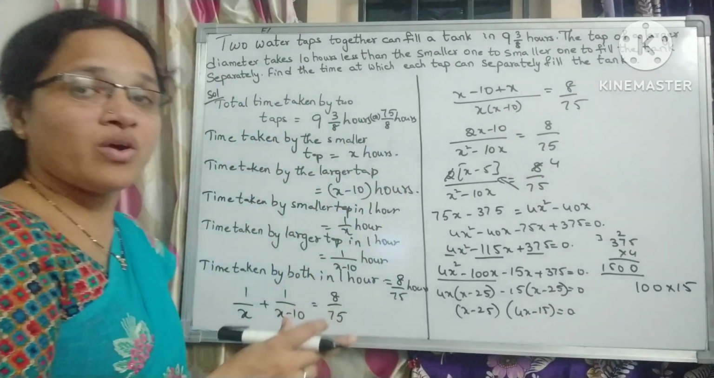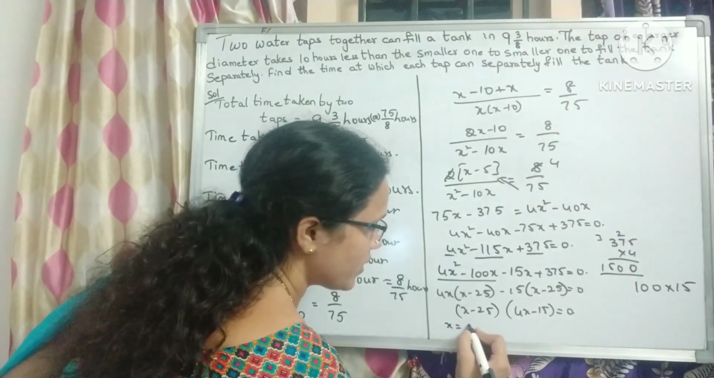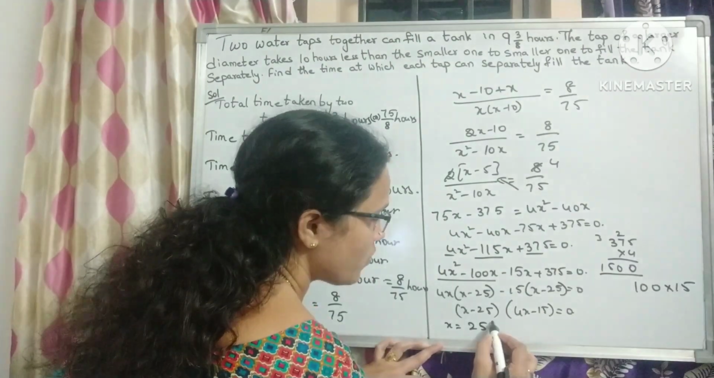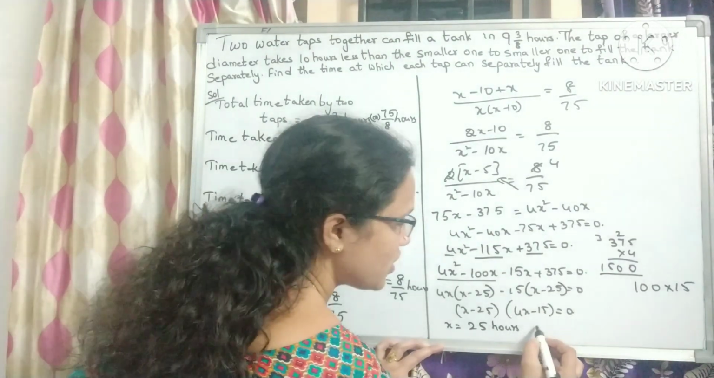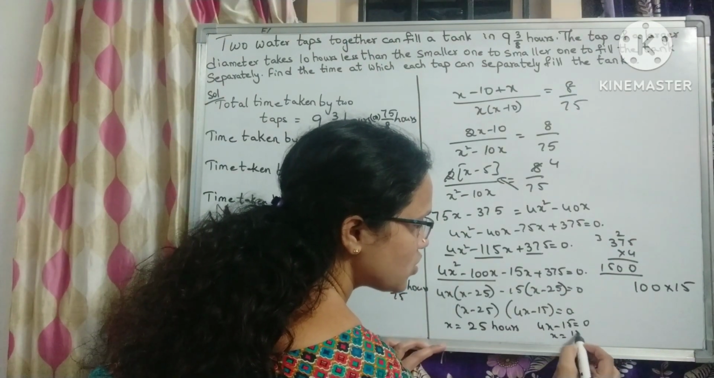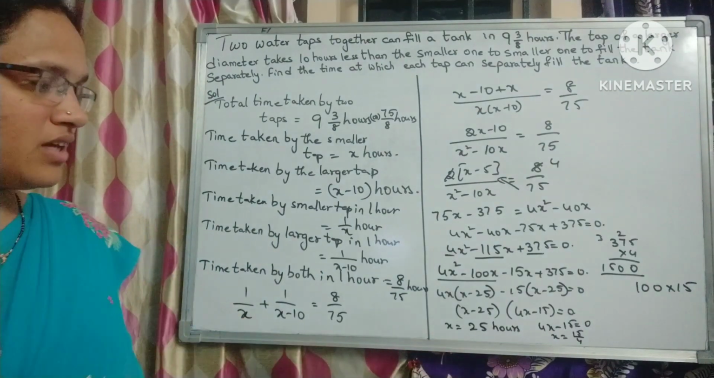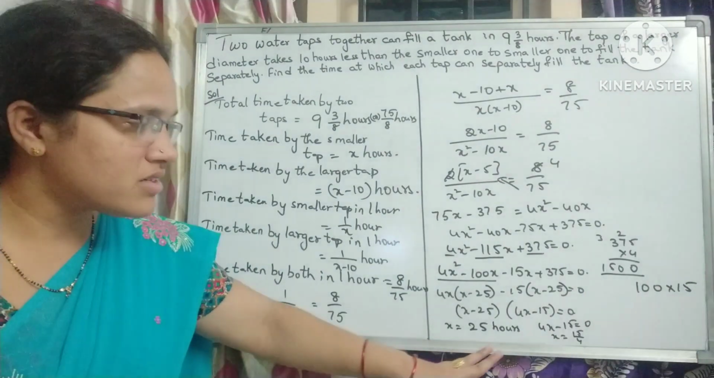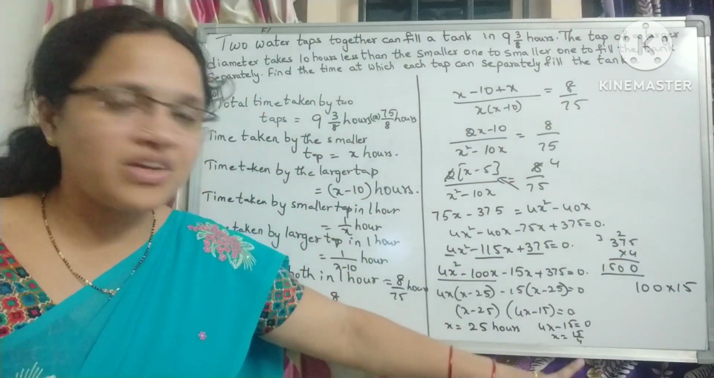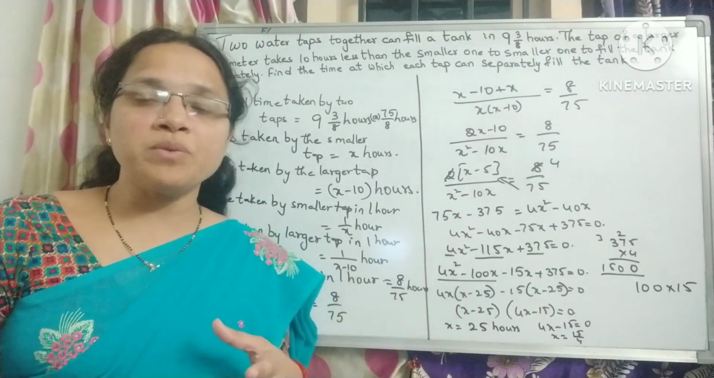Here you are having two x values, where x is equal to 25 hours is one, and the other one is 4x minus 15 equals 0, where x equals 15 by 4. So these are the values. But now what is happening here? We have 25 hours is one, and the other one is 15 by 4. When you are getting two x values, children, you should be able to analyze which one will be apt for the answer.